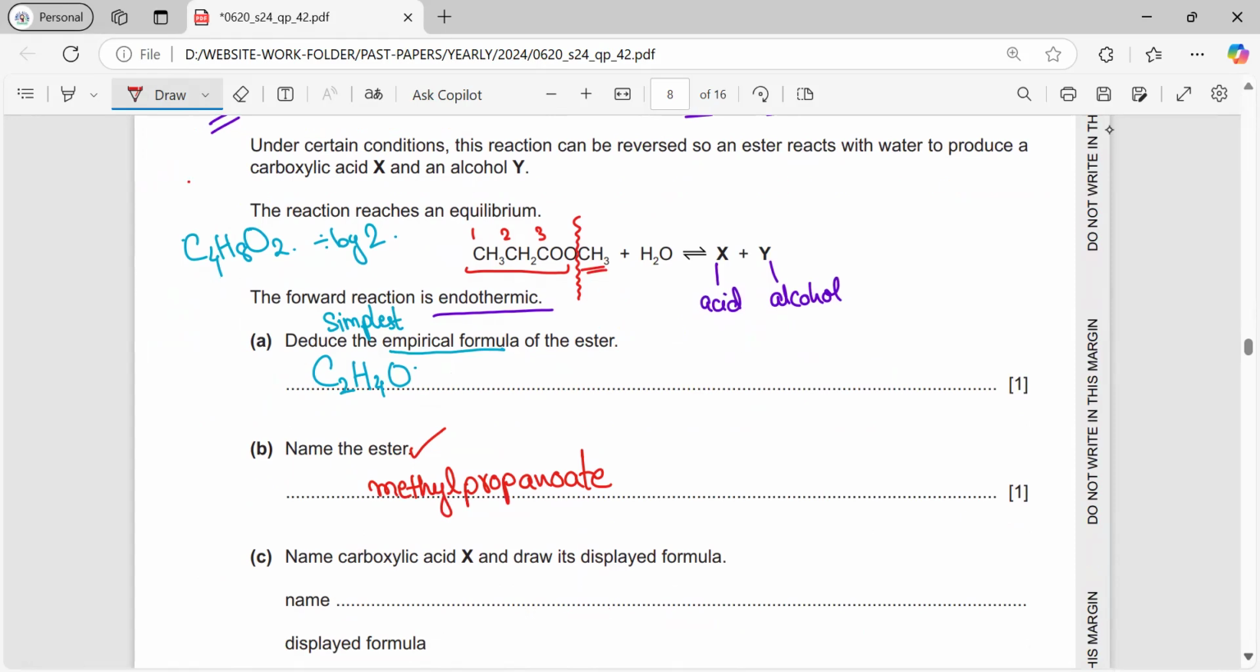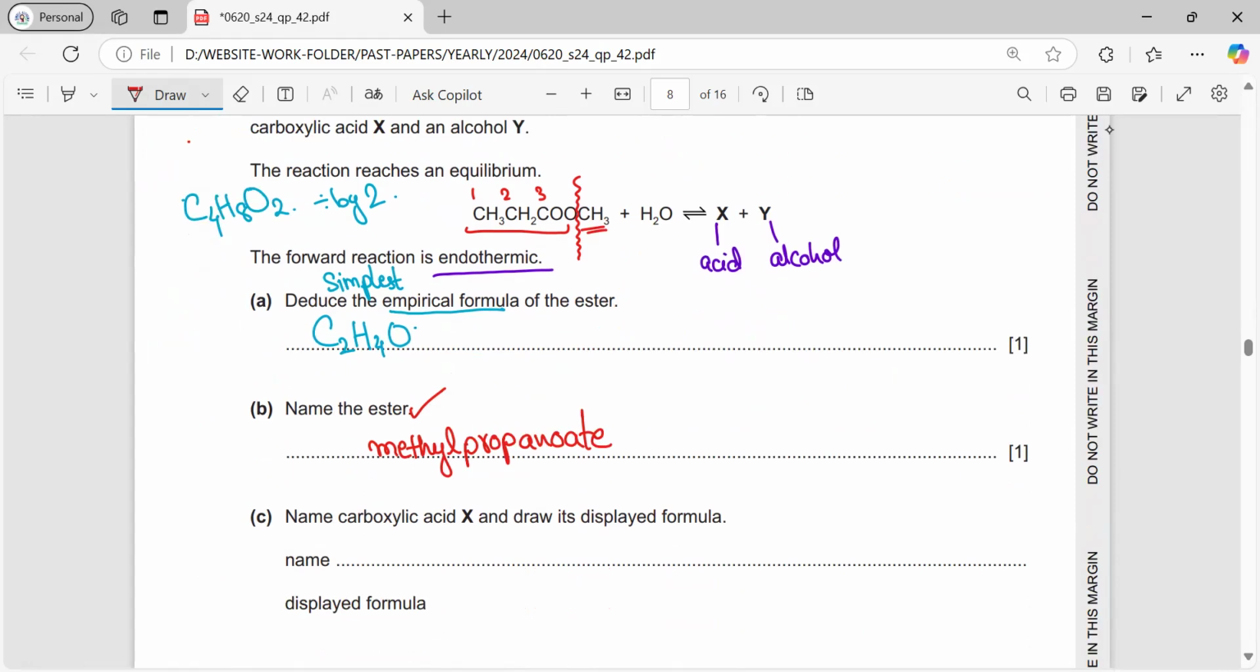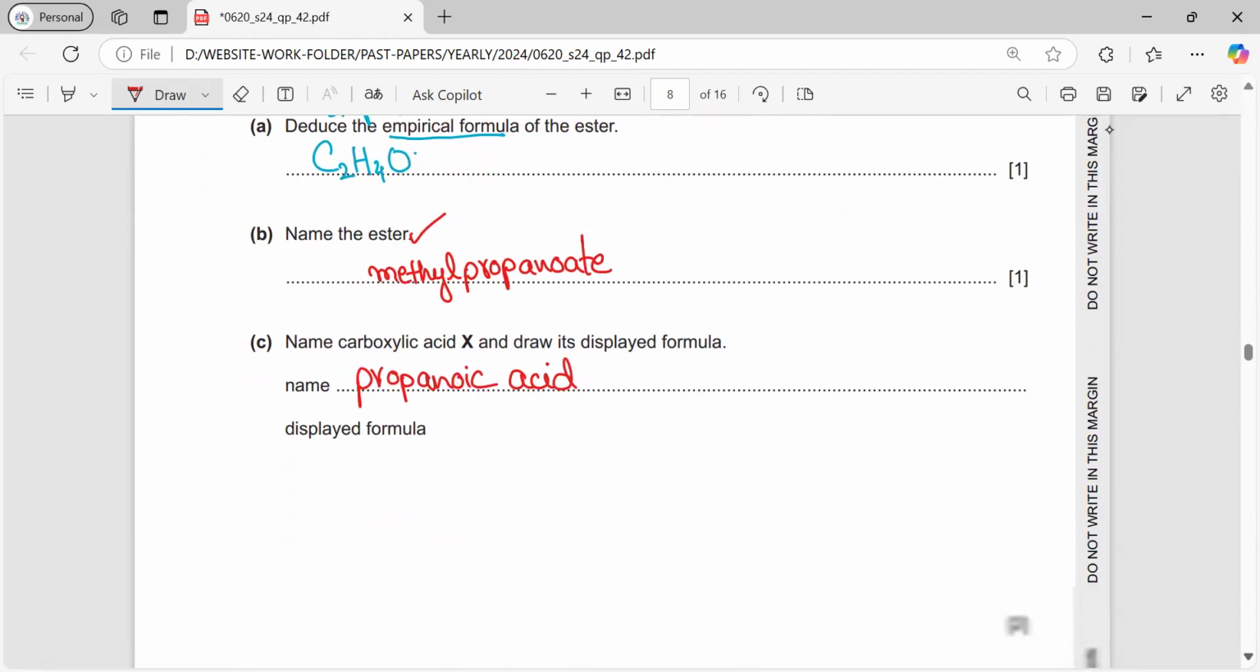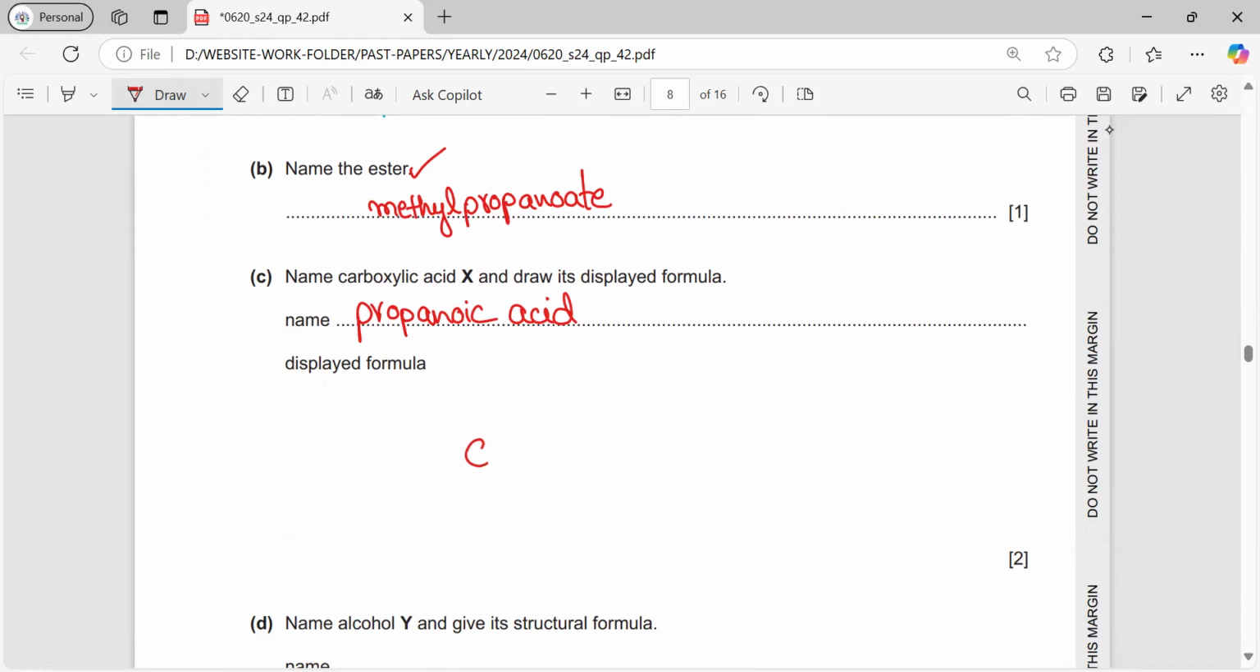Name the carboxylic acid and draw its displayed formula. The carboxylic acid will be propanoic acid, and its displayed formula will be CH3CH2C double bond O, OH. This is the displayed formula of propanoic acid, 3 carbon with the carboxylic group attached on the last carbon.